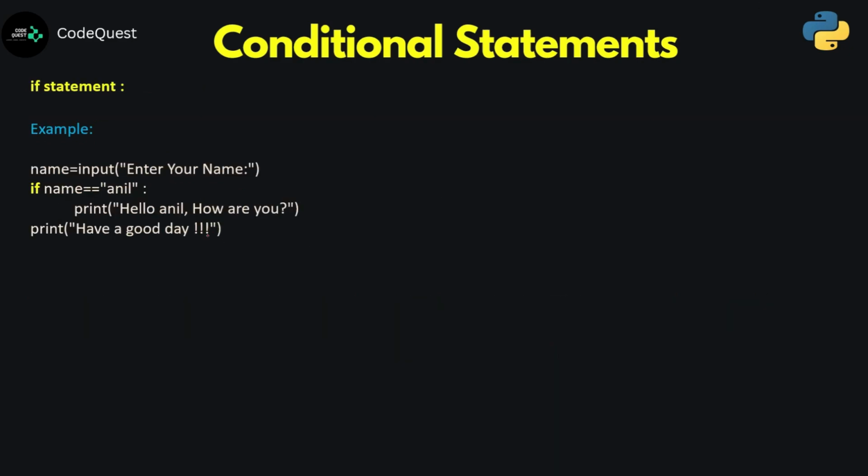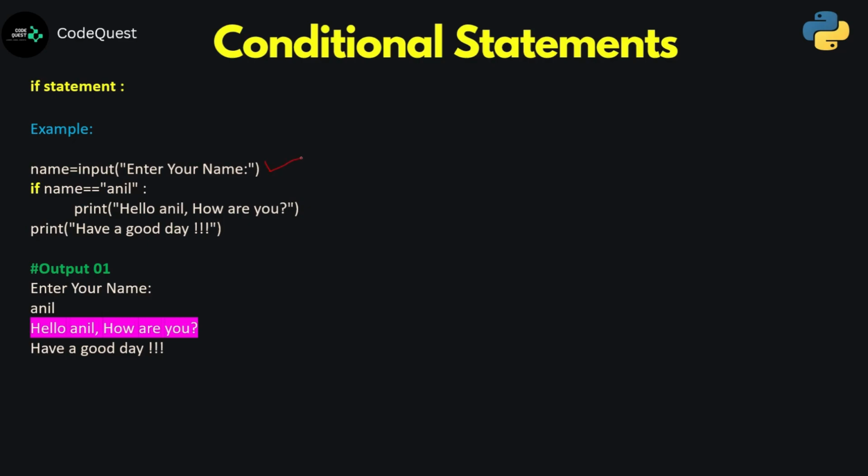So let's see one example here. Assume you have asked the user to input a name and you are storing that value inside name. And here I'm checking if the name that I have entered does match with Anil, then I will get this message, that is, hello Anil, how are you? After this statement gets executed, we will get this message, have a good day.